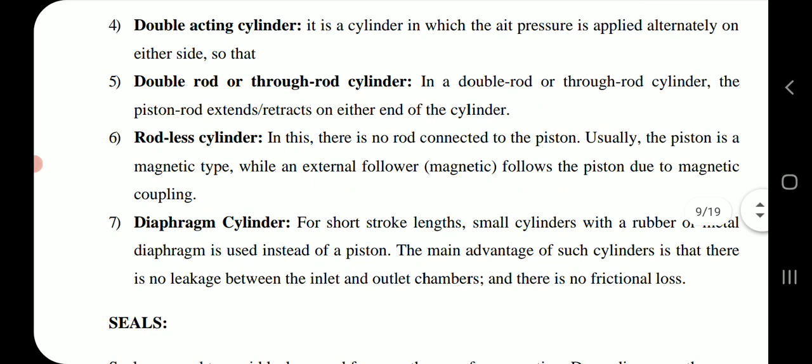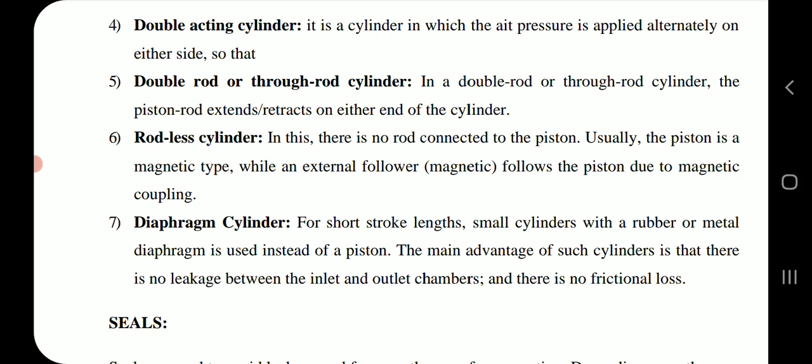Double acting cylinder. It is a cylinder in which the air pressure is applied alternately on either side. Double rod or through rod cylinder. In a double rod or through rod, the piston rod extends or retracts on either end of the cylinder. Rodless cylinder. In this, there is no rod connected to the piston. Usually, the piston is a magnetic type, while an external follower magnetic follows the piston due to magnetic coupling.